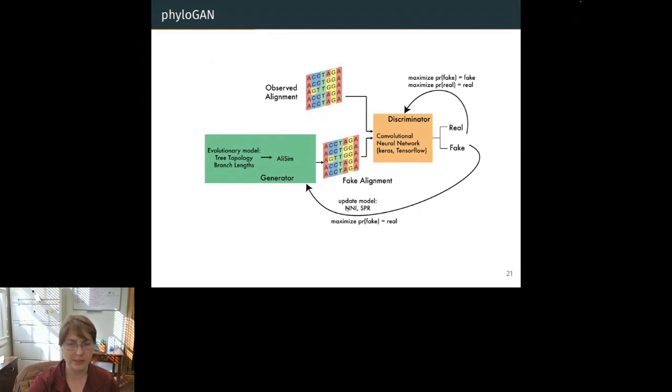And so we're going to use nearest neighbor interchange moves and subtree pruning and regrafting moves, which are often used in heuristic explorations of tree space, to propose new trees. And when we get trees that make it harder for the discriminator to distinguish fake and real data, we'll accept those trees. And so ideally, by the end of training, we'll have a generator that produces alignments that are similar to our observed alignments. And we can infer that the tree that was used to generate those alignments is the best tree.